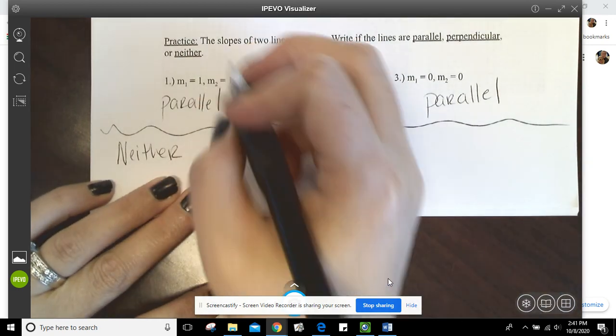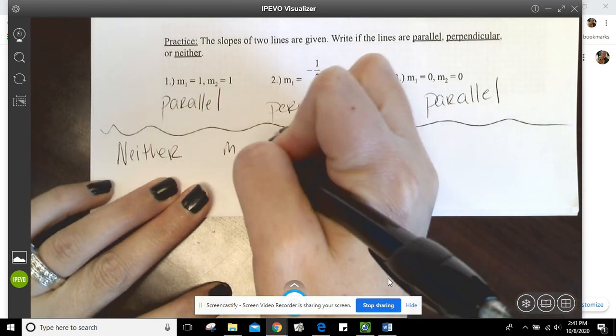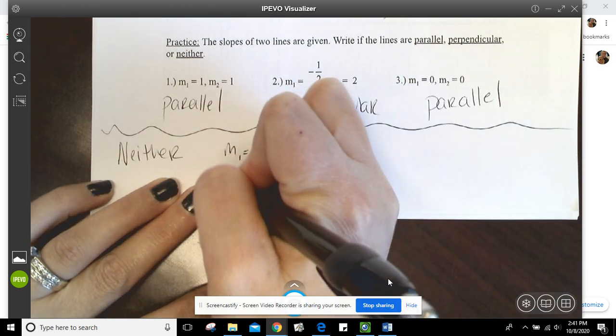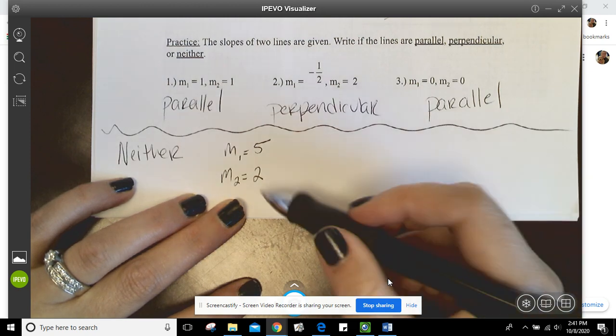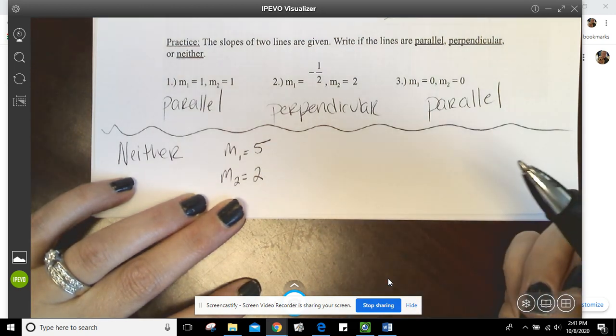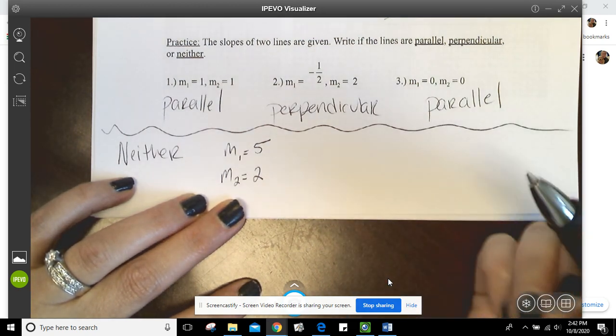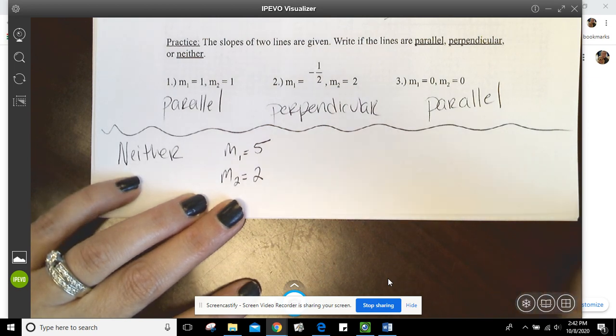So if they are not parallel or perpendicular, there's a million different answers to these, but if I had one slope was 5 and the other slope was 2, they're not the same, they're not opposite reciprocals. They would just be two intersecting lines.